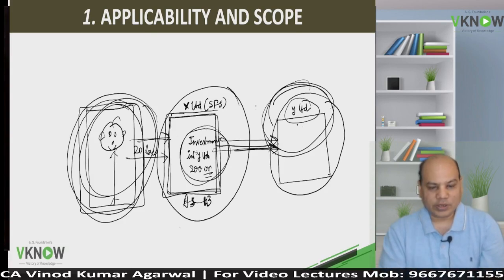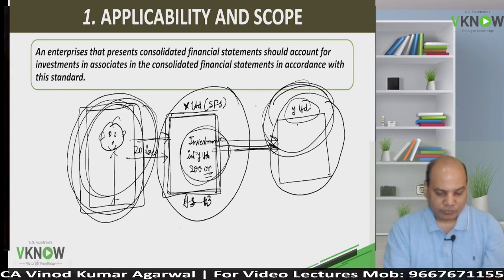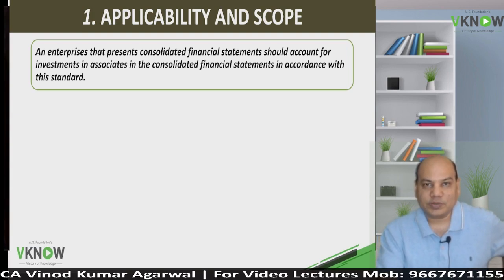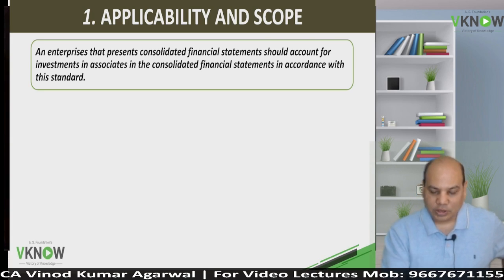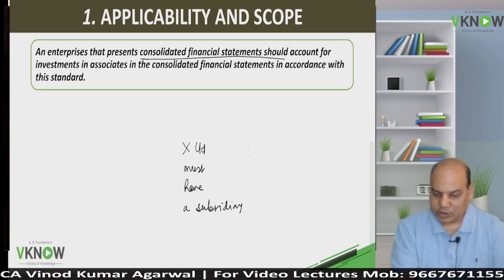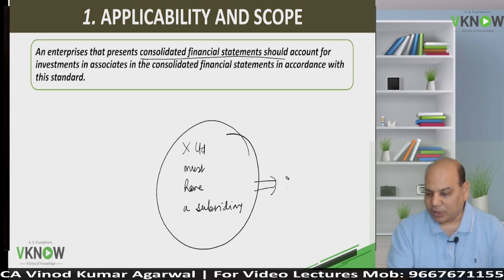So if you have understood the reason for doing special accounting for investment in associate, then I will go further. Now, this standard is only having one drawback. And what is the drawback? That the standard is applicable only if the company is preparing CFS. So X Limited must have a subsidiary. If X Limited has a subsidiary, it will prepare CFS.